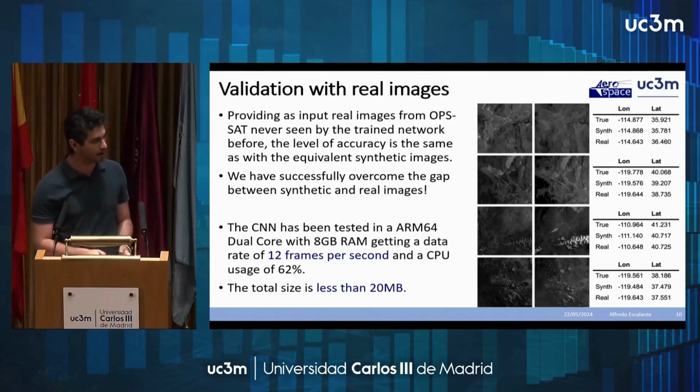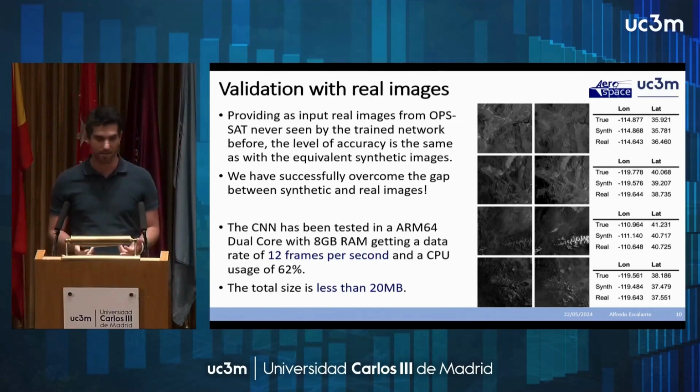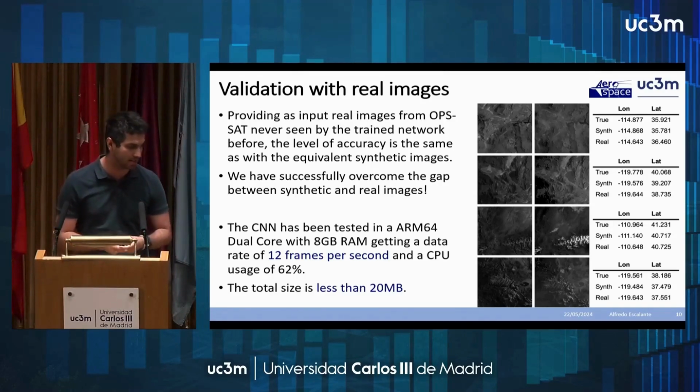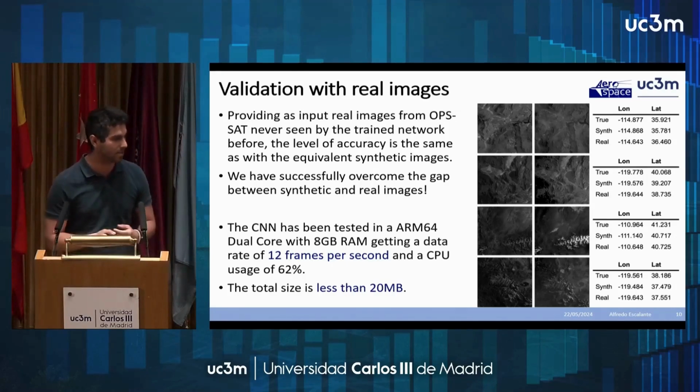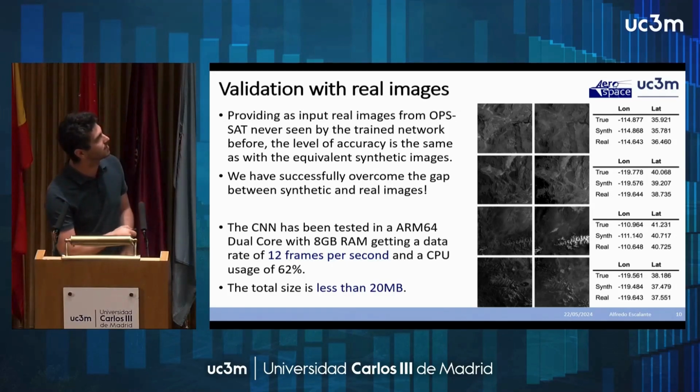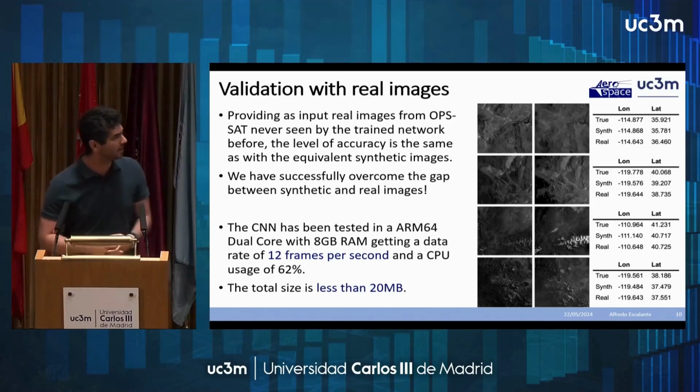And in the end, we are validating the networks with real images from OPSAT, which again have never been seen before by the network, which is only trained on synthetic images. And we found no or very little degradation in the accuracy when estimating the position for real images. On the right, you see some examples of the synthetic image and the corresponding real one and the estimation of the latitude and longitude for those images with the network.